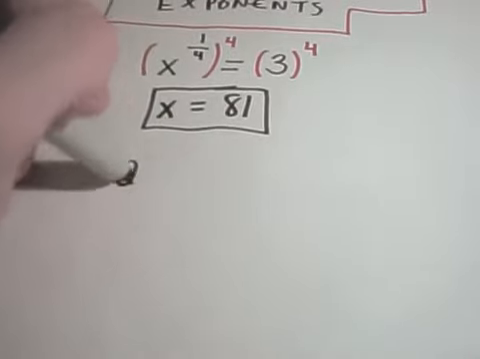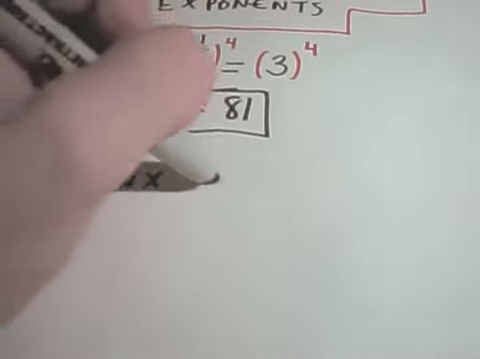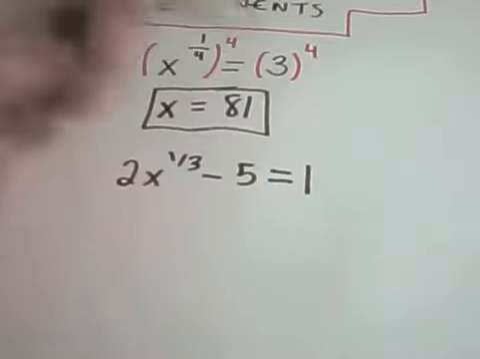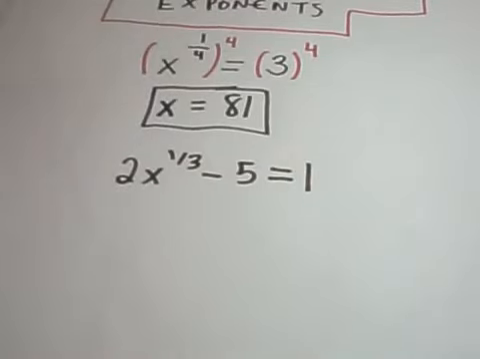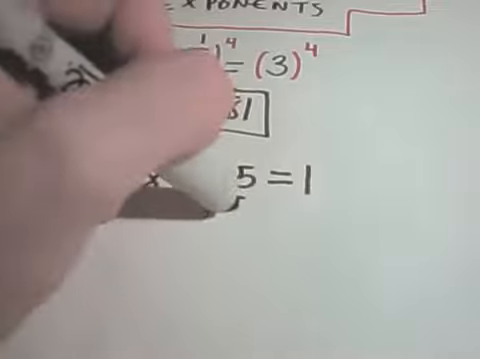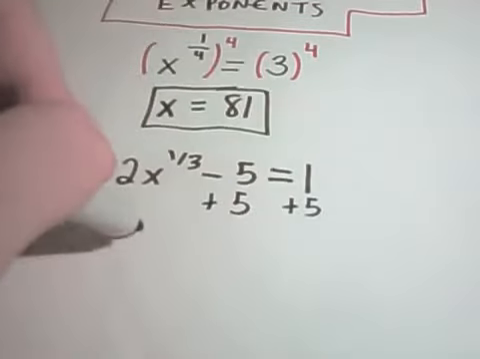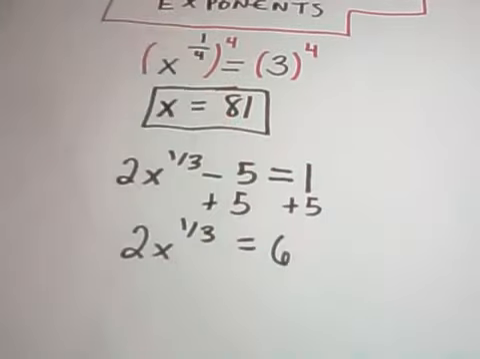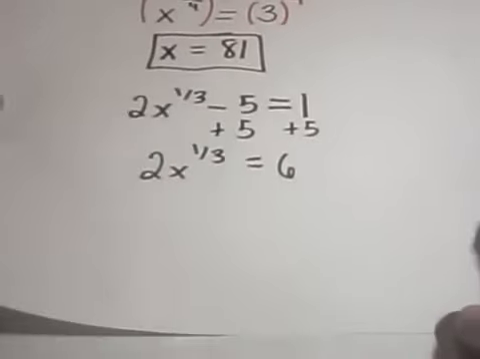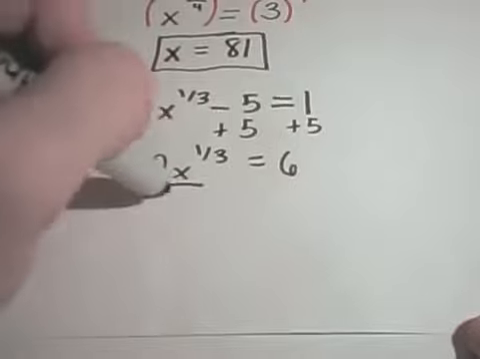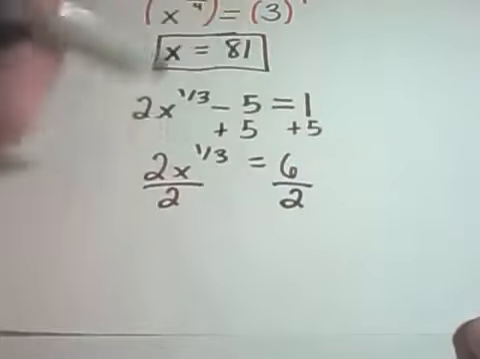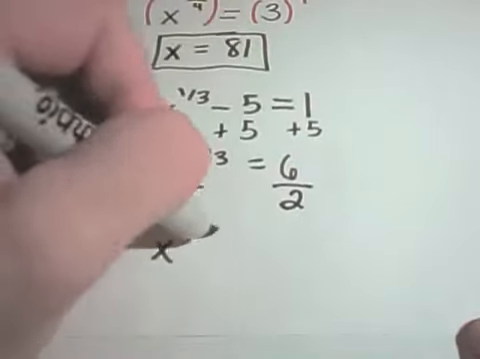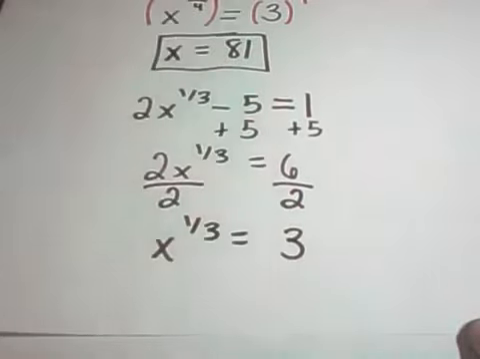Suppose we have 2x to the 1/3 minus 5 equals 1. I'm going to use the same idea on this one. The first thing I'll do is add 5 to both sides and get 2x to the 1/3 equals 6. The next thing I'm going to do is simply divide both sides by 2. That'll give me x to the 1/3 equals 3.